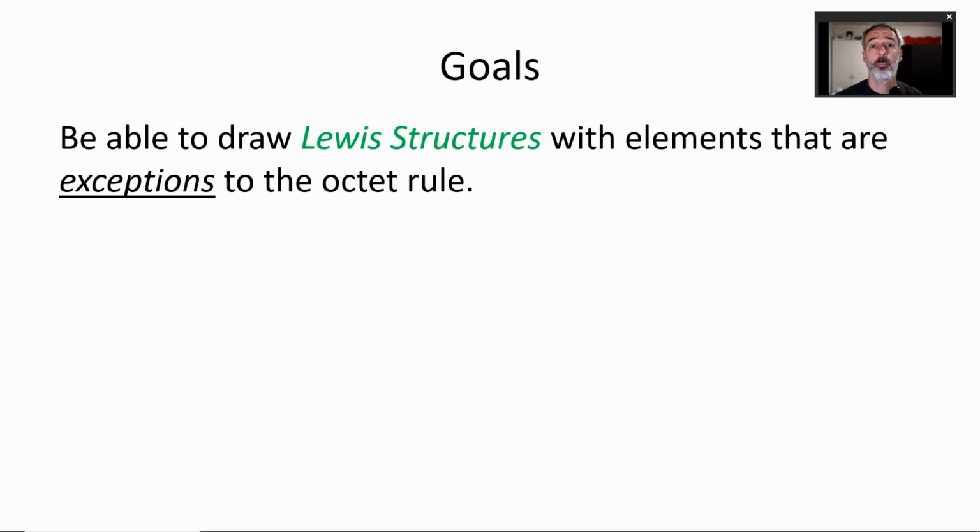Now that we know how to draw basic Lewis structures, in this lesson we're going to look at Lewis structures that have atoms that are exceptions to the octet rule. That's right, they don't have 8 electrons. And for most of them we're going to try to explain why they can get away with not having 8 electrons. So let's look at it.